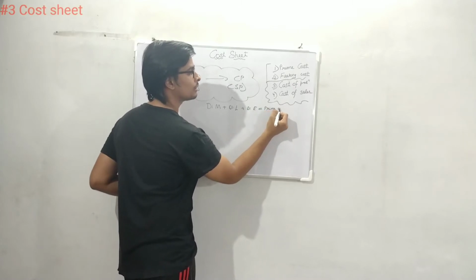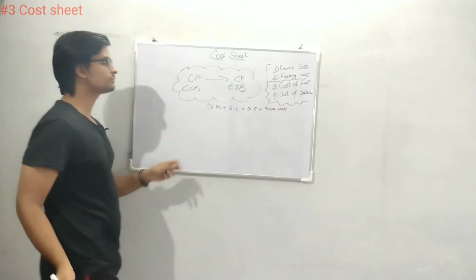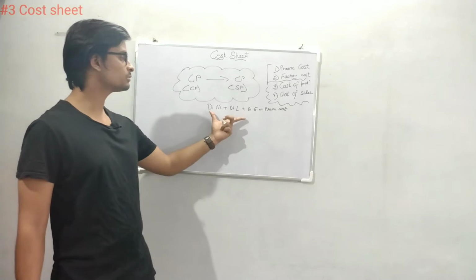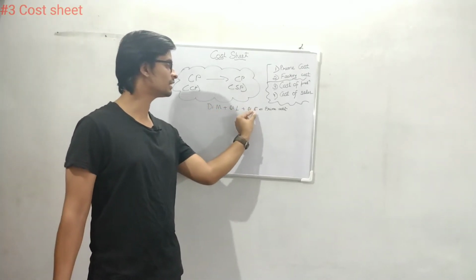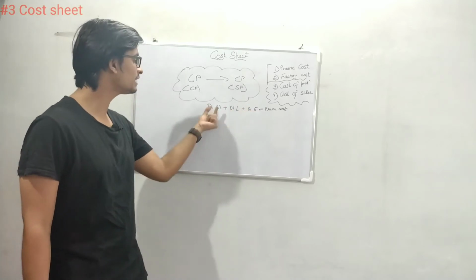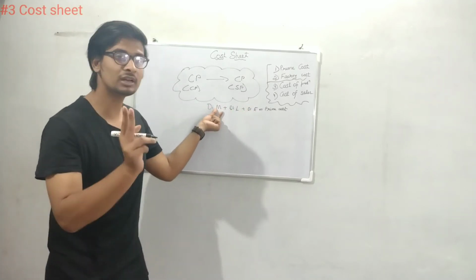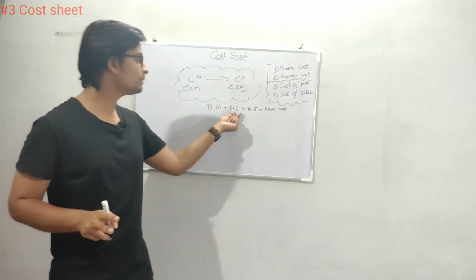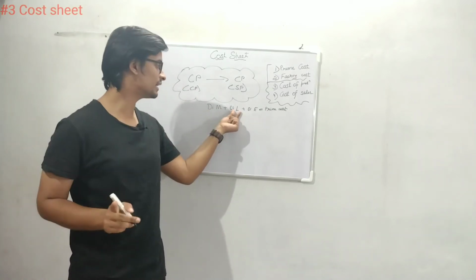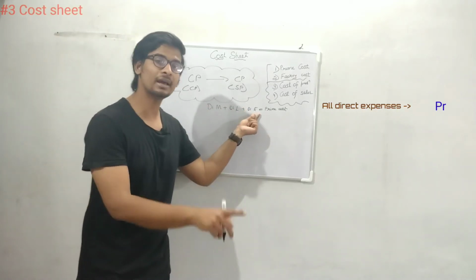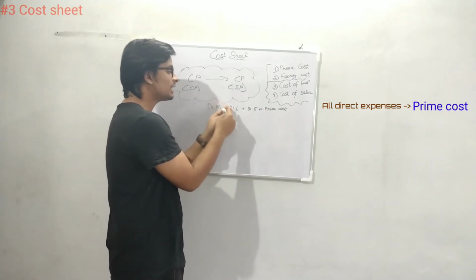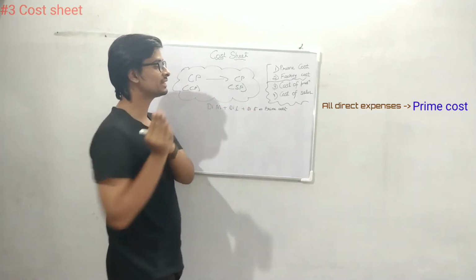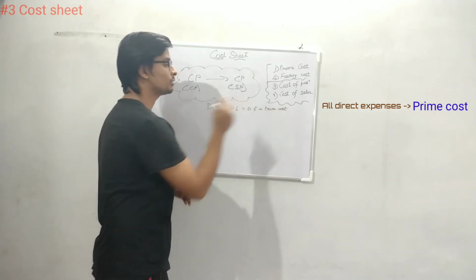This is prime cost. Yesterday we learned there were three types of cost: material cost, labor cost, and expense cost. We learned that material cost is of two types, direct and indirect. Labor cost is of two types, direct and indirect. Expense cost is of two types, direct and indirect. So only if we add direct material, direct labor cost, and direct expense cost, we get prime cost.